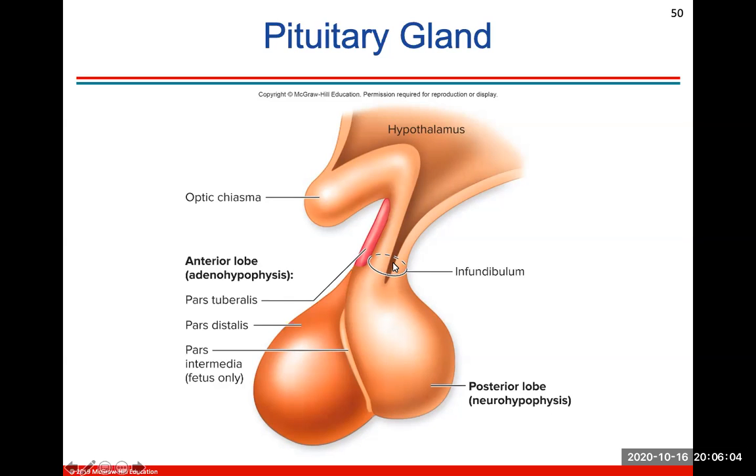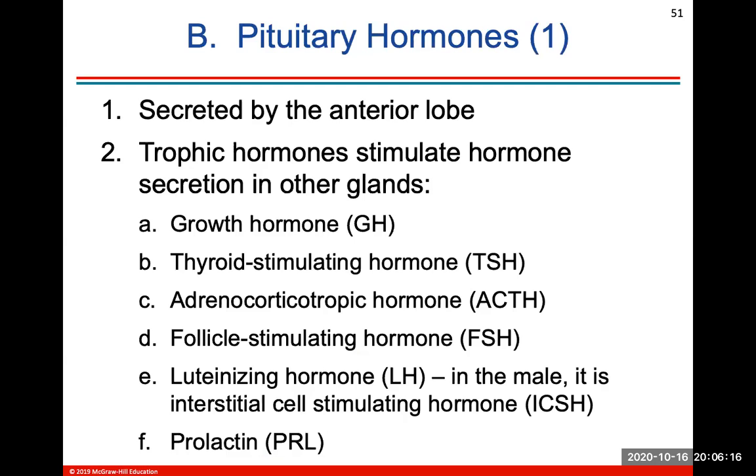Here is the infundibulum, which is the stalk that will connect the hypothalamus to the pituitary gland. And your hypothalamus will control what is being secreted from the pituitary gland. The anterior lobe secretes 1, 2, 3, is it 7? Yes, 7 hormones are secreted from the anterior lobe: growth hormone, thyroid stimulating hormone, adrenocorticotropic hormone, follicle stimulating hormone, luteinizing hormone, and prolactin.